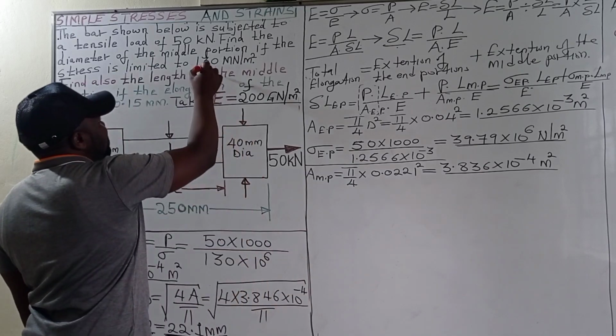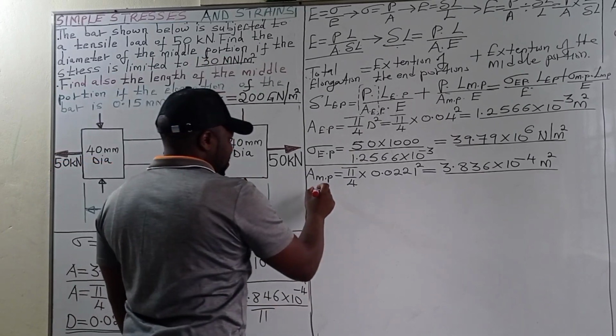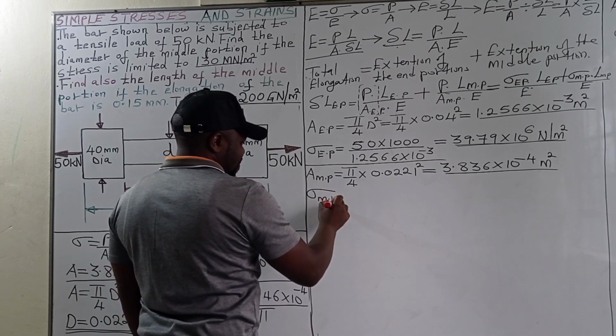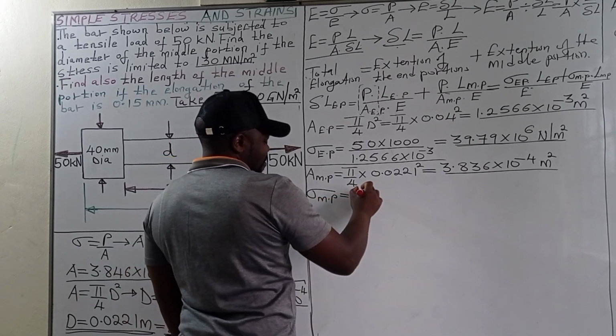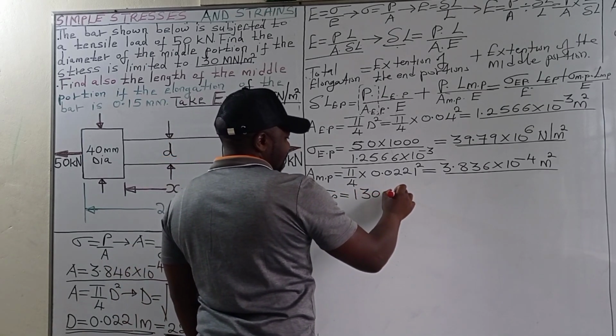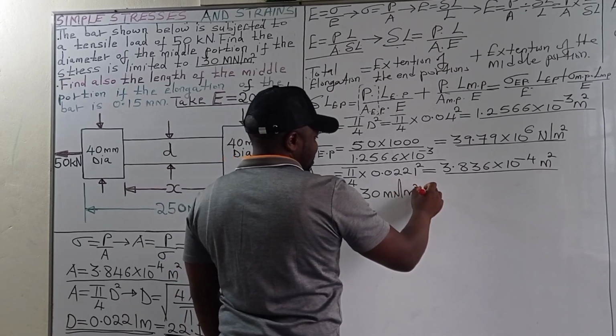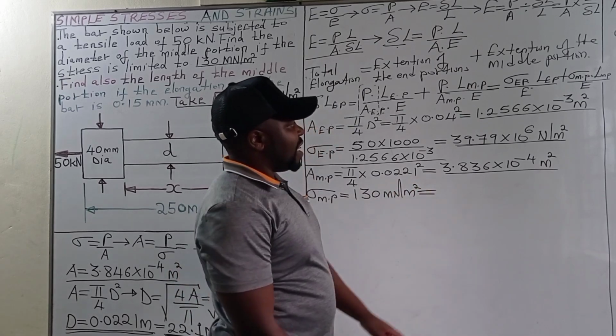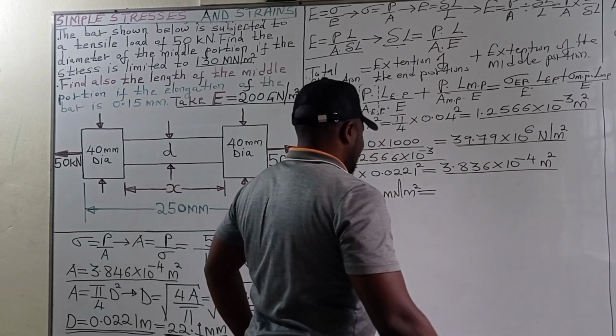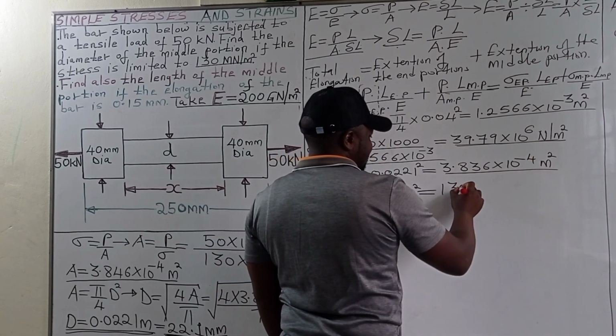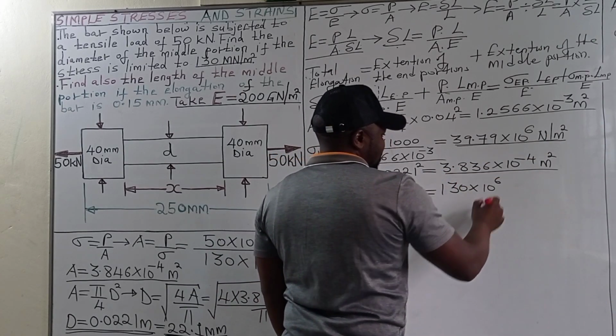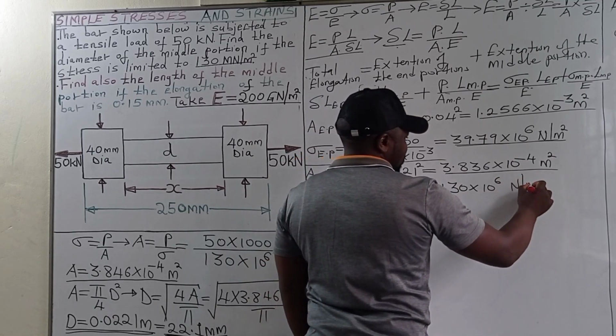We had already been given the stress in the middle portion. That is, the stress in the middle portion is 130 meganewtons per square meter. When you write that into newtons per square meter, we are going to have 130 times 10 raised to the power of 6 newtons per square meter.